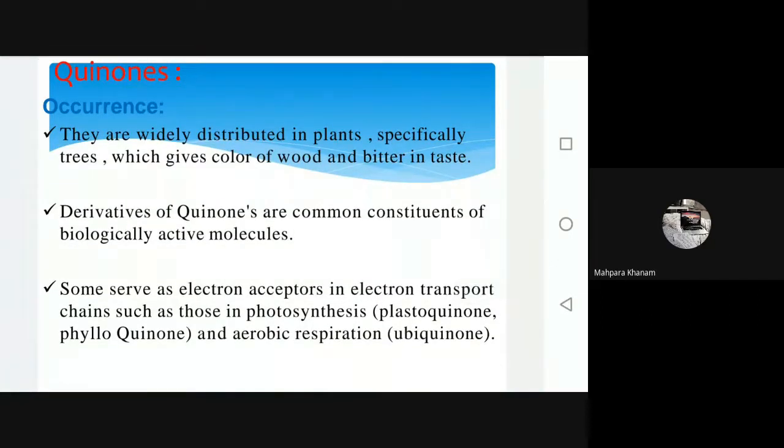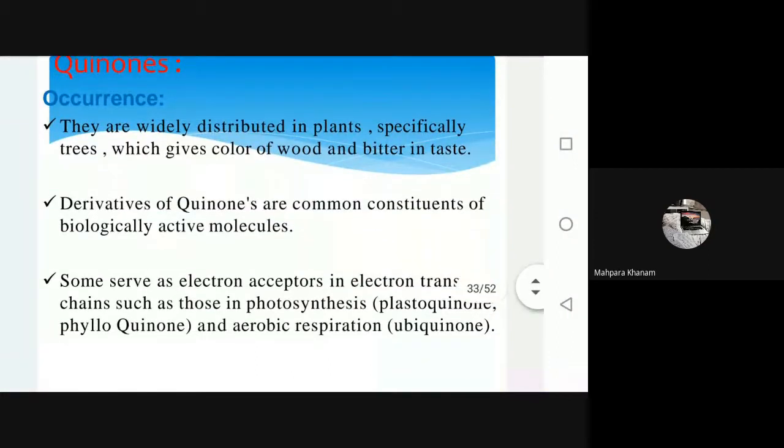So quinones. Quinones are widely distributed in the plant kingdom. They give color to the wood and are bitter in taste. So you can guess what type of color is imparted by the quinone. It's the color of the wood.